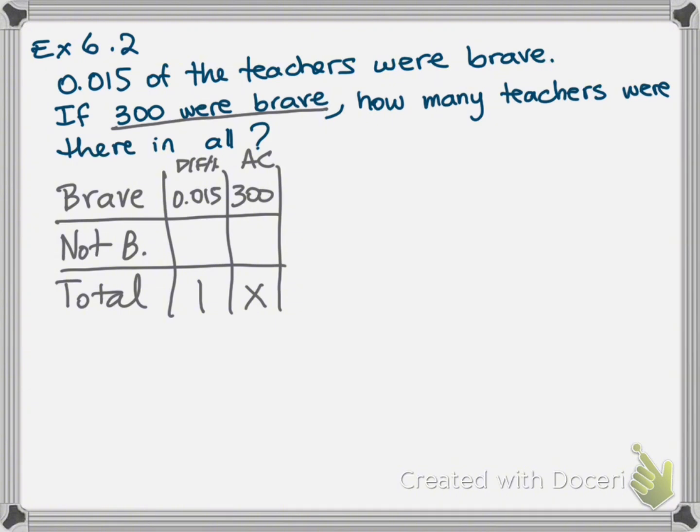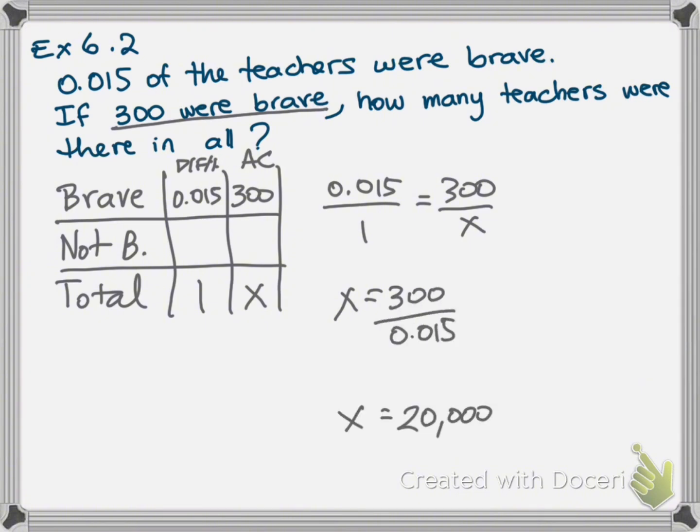So there are two ways that we can solve this. One is to do proportions. We just put the information given, and then we cross multiply. When we divide 300 by 15,000, the answer is 20,000. So there are 20,000 teachers in all.